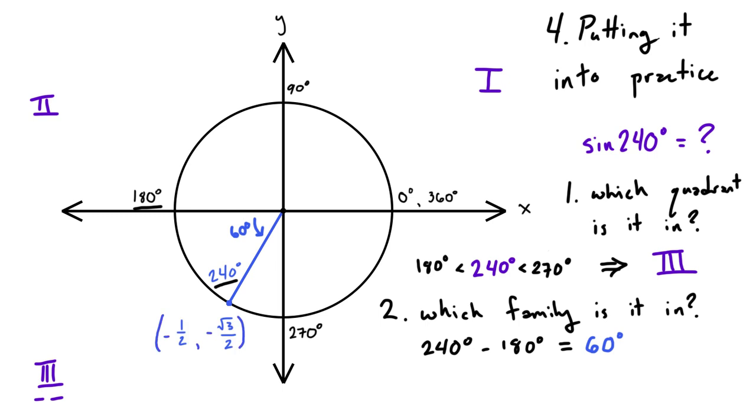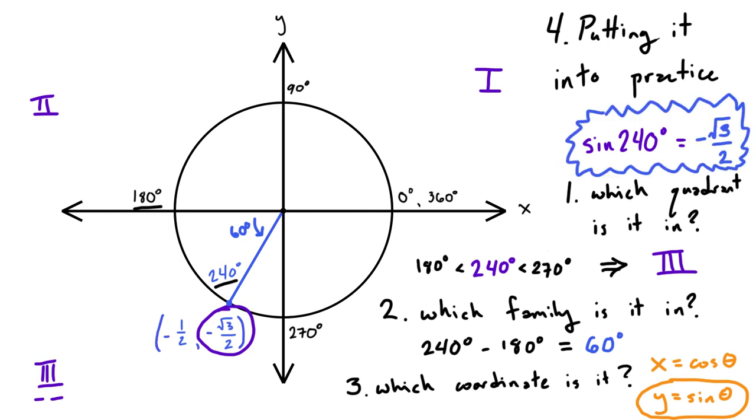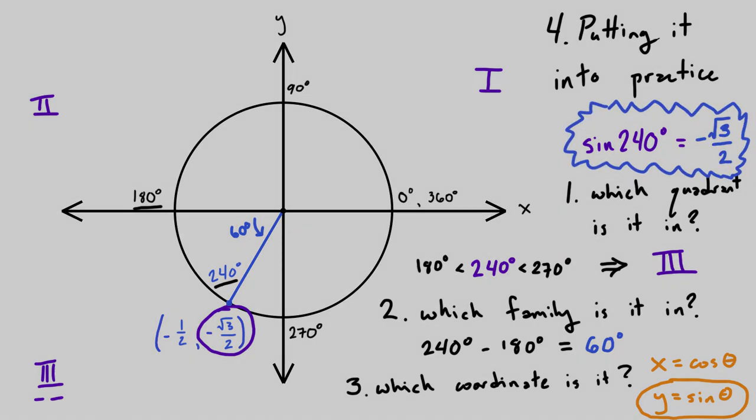Now, one of these two coordinates is our answer for the sine of 240, but which coordinate is it? Well, remember that the x-coordinate gives us the cosine and the y-coordinate gives us the sine. So, since we are looking for the sine, we simply pick off the y-coordinate to see that the sine of 240 degrees is negative root 3 over 2.